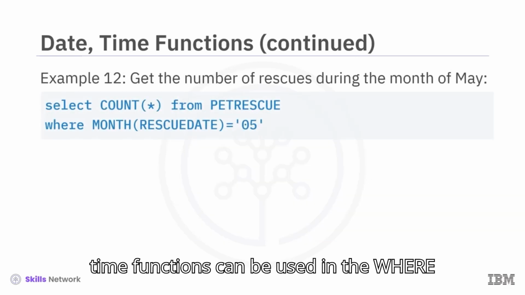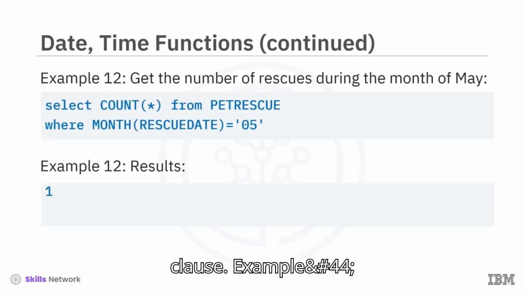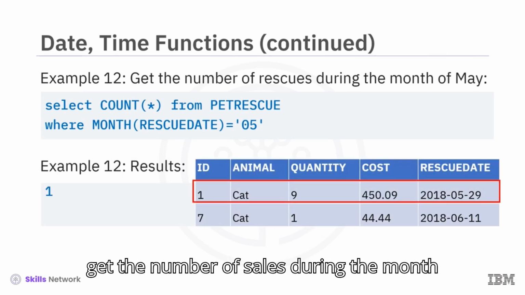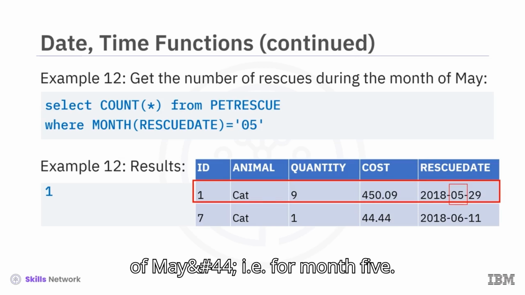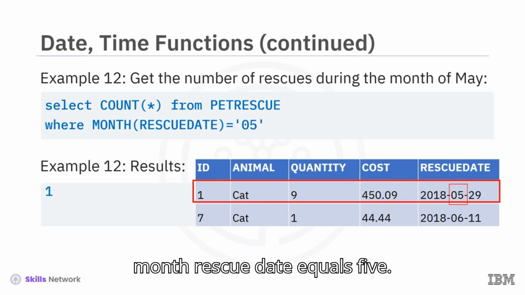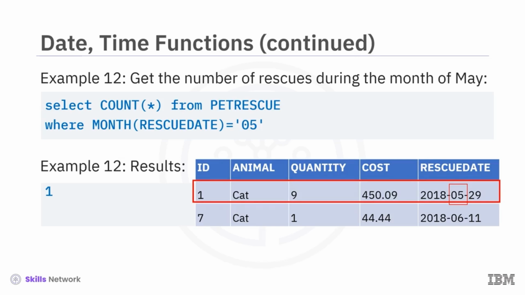Date and time functions can be used in the where clause. Example: get the number of sales during the month of May, i.e. for month 5. Select count from pet rescue where month, rescue date equals 5.